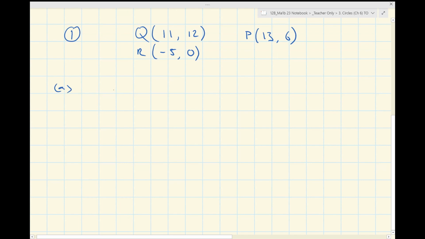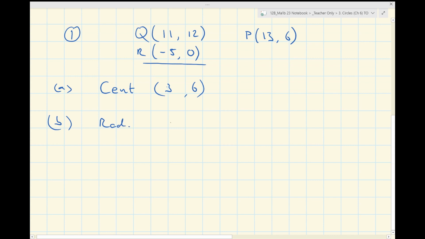Well, the centre of the circle will simply be the midpoint of Q and R. So I'm simply going to add together the two coordinates and halve them. Gives me a centre at (3, 6). In part B, I'm asked for the radius of the circle.